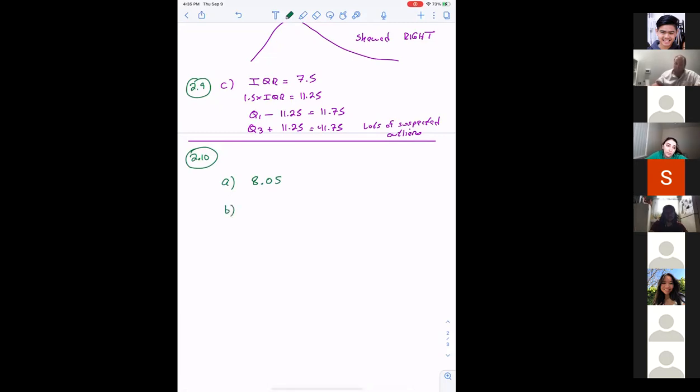Part B. Find the standard deviation step by step. Yes, 8.05. I agree with all of you. Find the standard deviation step by step. That is, find the deviation of each observation from the mean, square them, obtain the variance, and the standard deviation. So we did this. Let's make a table of our deviations. Deviation 1, deviation 2, deviation 3, deviation 4.